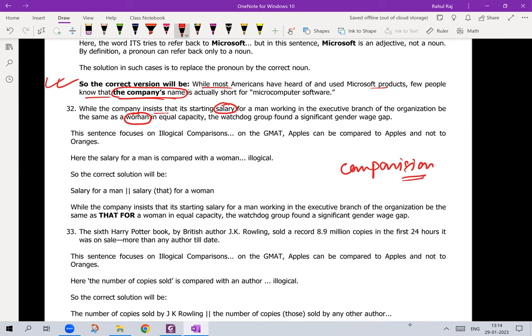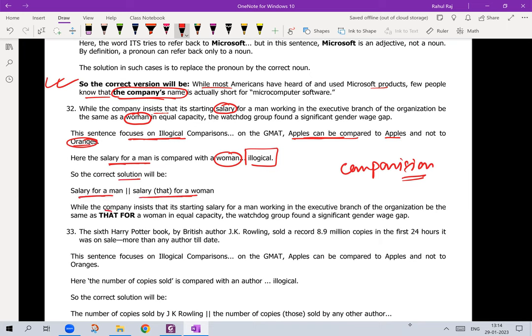This is one of the most disastrous statements that you can ever write. You cannot say salary of a man. You can't compare salary of a man to a woman. This sentence focuses on a logical comparison on GMAT. Apples can be compared to apples and not to oranges. Be very careful, not just in GMAT, in practical life also, please. It is written GMAT here just because it's a GMAT exam. But logically, in practical life also, you can't write such statements. Here, salary for a man is being compared with a woman, which is illogical. The correct solution would be salary of a man should be compared to salary for a woman.